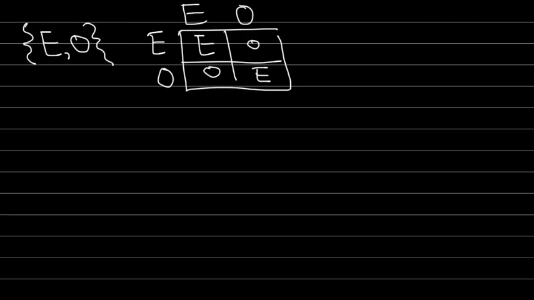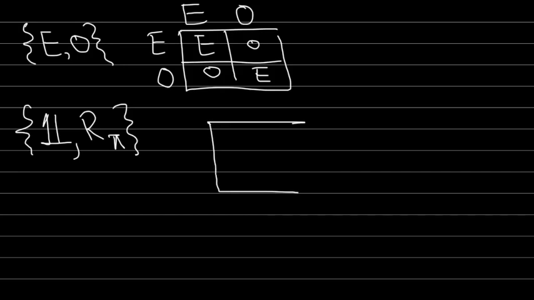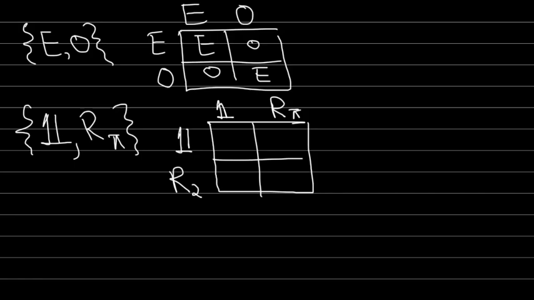For just, yeah, now let's do another one, that is identity and some rotation by pi. So the multiplication table for this set would be: we have identity over here, we have r, rotation by pi, over here, and identity over here. Sorry, not 2 pi, just pi, right?